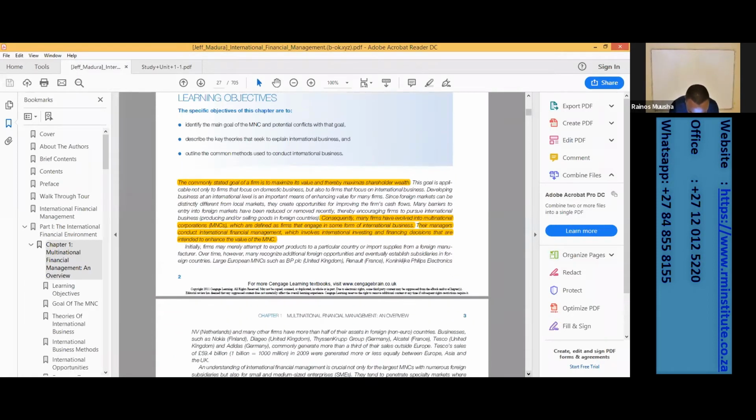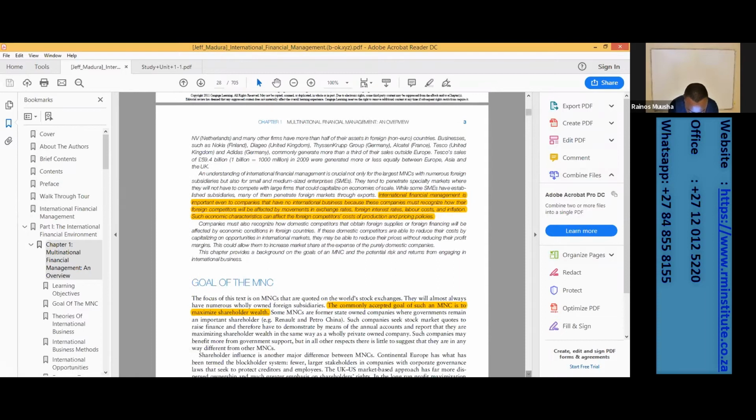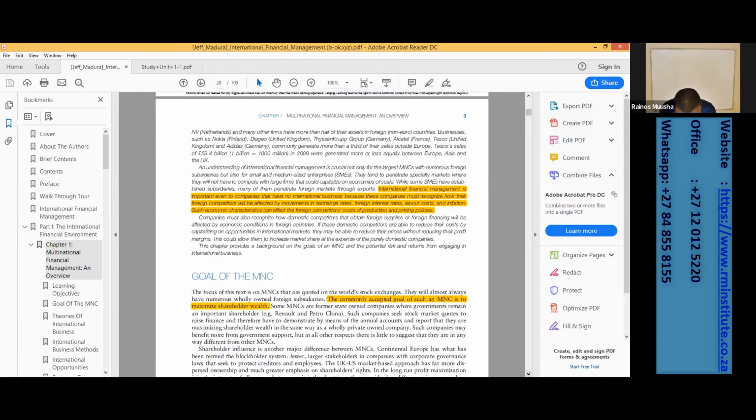Then after this, if you go on to the next page, on the first paragraph, line number 4, they say, international financial management is important even to companies that have no international business, because these companies must recognize how their foreign competitors will be affected by movements in exchange rates, foreign interest rates, labor costs, and inflation. So such economic characteristics can affect the foreign competitors' cost of production and pricing policies.